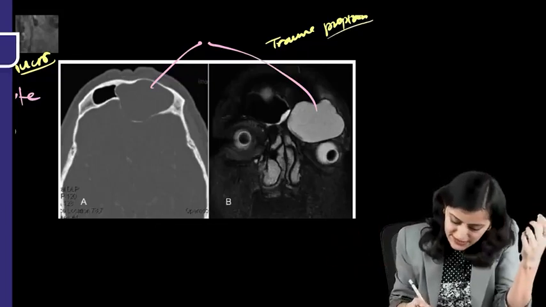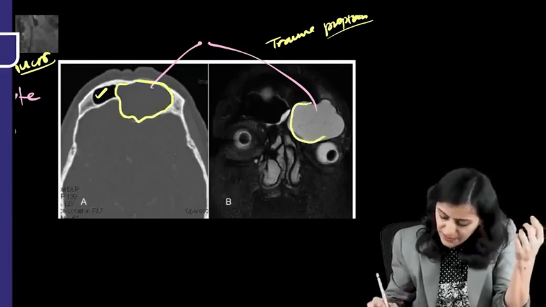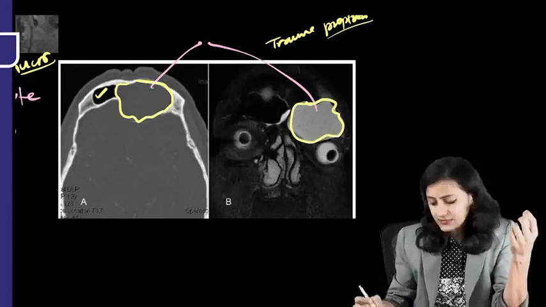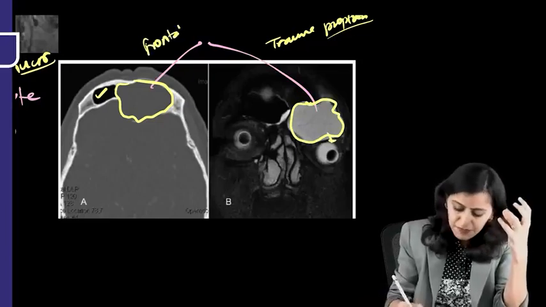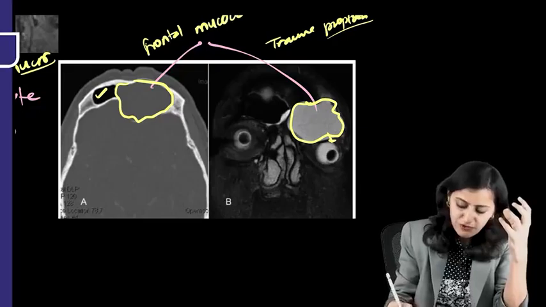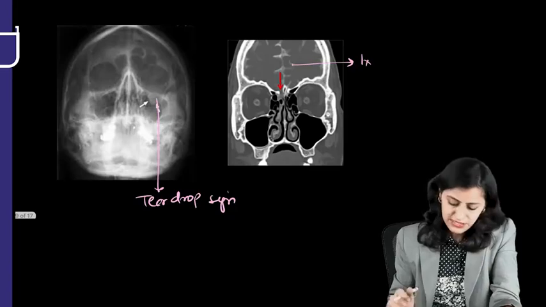So you can see that this is normal air containing. This is the expanded frontal sinus. The expanded frontal sinus with hyperintense contents can cause proptosis. This is frontal mucocele. It will not enhance. Right, so this is frontal mucocele.